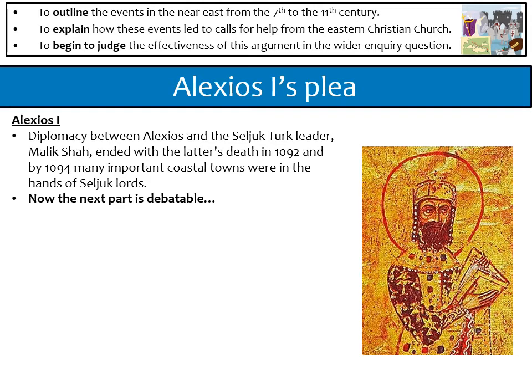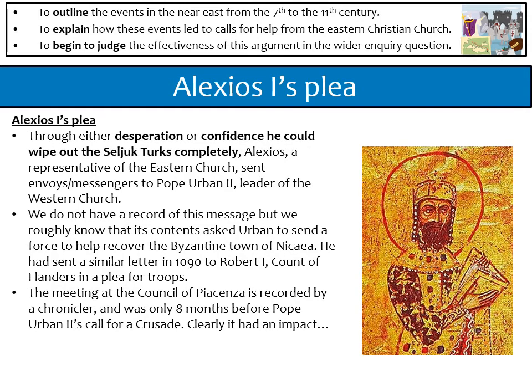So Alexius I has a decision to make. Through either desperation or confidence that he could wipe out the Seljuk Turks completely, because there is an argument to say that he was in a much more stable position, Alexius sends a messenger, or a group of messengers, to meet with Pope Urban II, the leader of the Western Church.